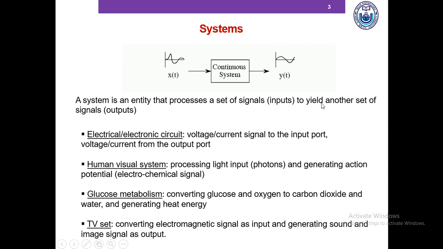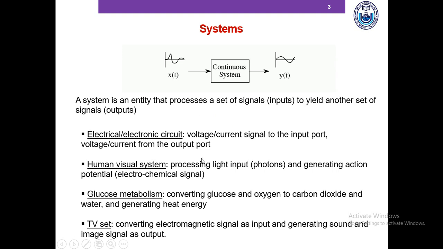Here I'll give some examples of continuous time systems. For instance, in a circuit, a voltage or current signal can go to the input port, and you take the voltage or current from the output port. So in an electric circuit, often you have voltage or current at an input port, and you take the voltage or current from an output port. This type of electric circuit is an example of a continuous time system.